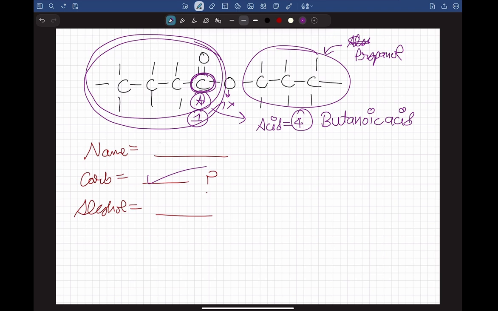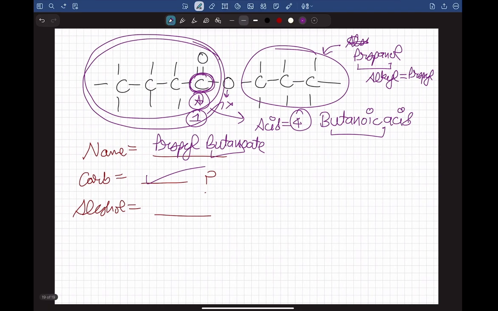So the name will be propyl butanoate. Why? Again the same thing. Alcohol will give you the alkyl part. What do I mean by alkyl? So propyl it will be called. And acid will be OAT, so butanoate.